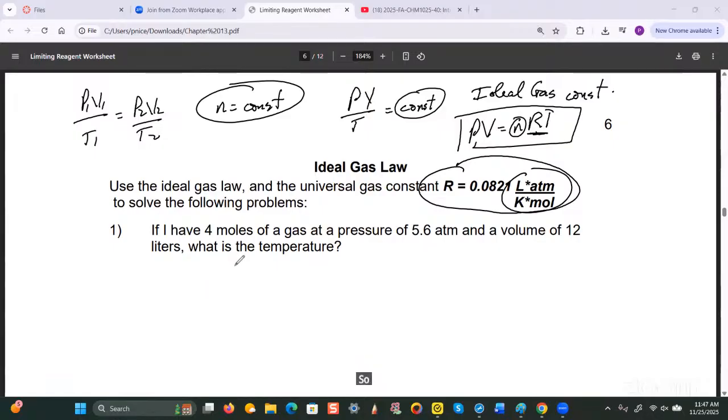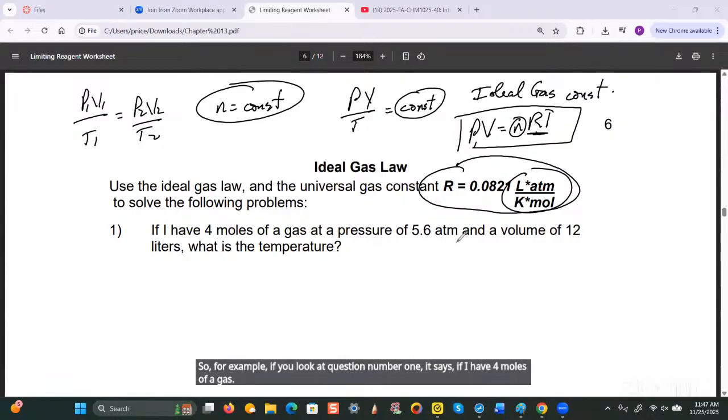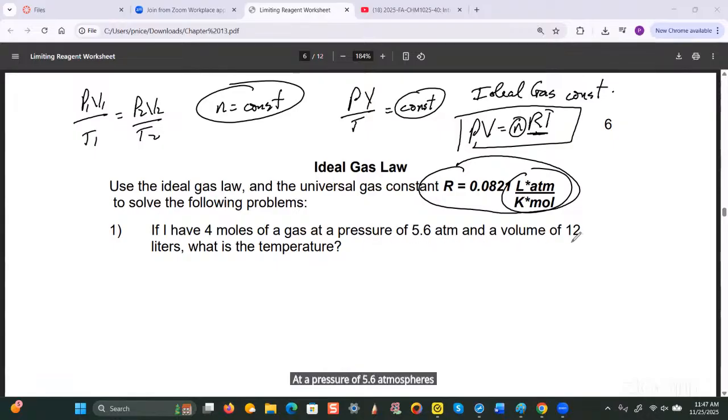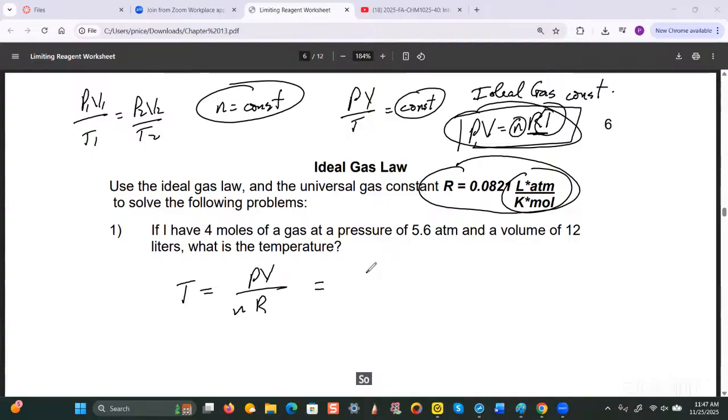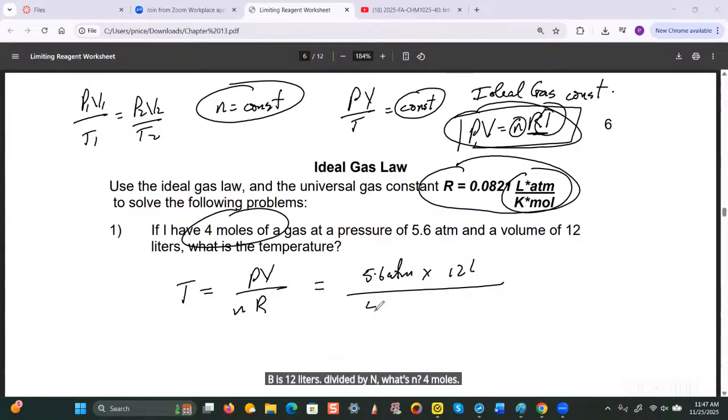So for example, if you look at question number 1, it says, if I have 4 moles of a gas at a pressure of 5.6 atmospheres and a volume of 12 liters, what is the temperature? So this is the equation we're going to work with. What we're trying to find is the temperature. So if I rearrange this equation to solve for T, that would be equal to PV over nR, right? So P is, according to the question, 5.6 atmospheres. V is 12 liters divided by n. What's n? 4 moles, right?